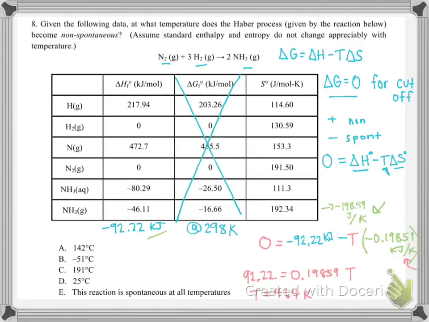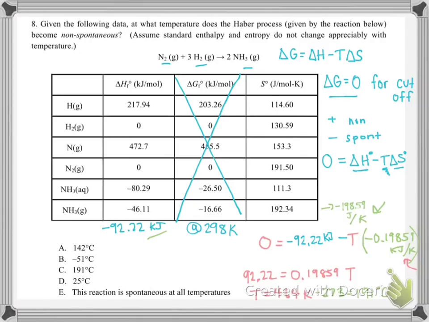So we go to look at our answers. Shoot, they're in Celsius. But we can handle that, right? We're just going to subtract off the 273. And we'll get the answer to be 191 degrees Celsius.